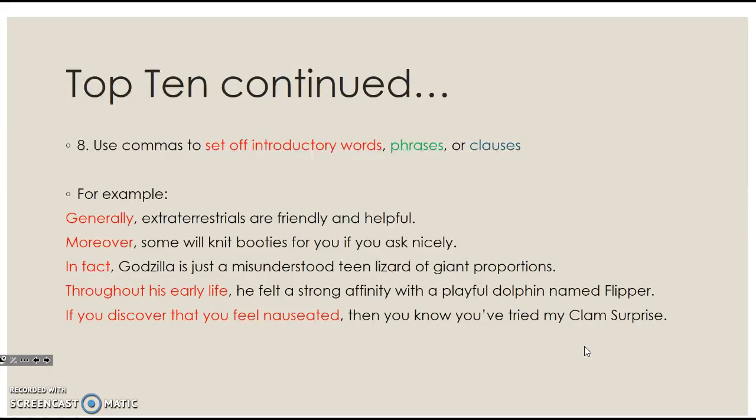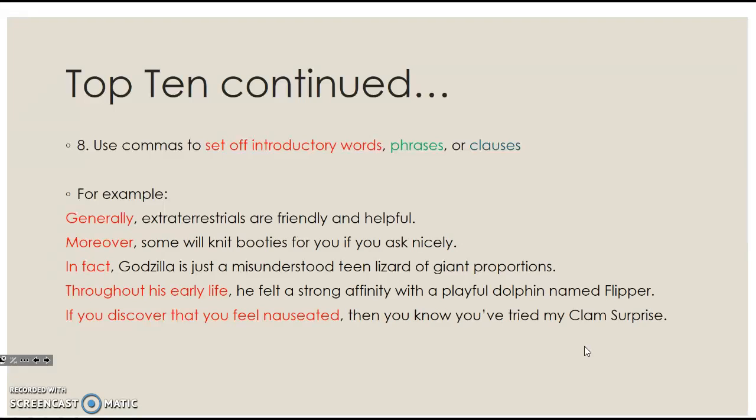All right, more comma usage rules. Use commas to set off introductory words, phrases, or clauses. For example, generally, comma, extraterrestrials are friendly and helpful. I find that I use this format often in my writing. I start with an adverb like generally. So generally is an introductory word, comma. Moreover, comma, some will knit booties for you if you ask nicely. That is also correct. You can go even with more words like in fact, comma, Godzilla is just a misunderstood teen lizard of giant proportions.